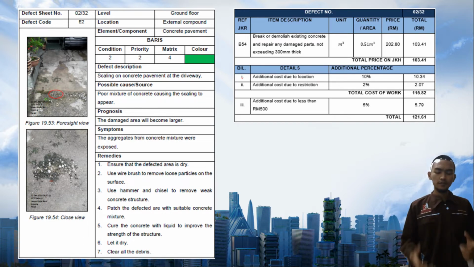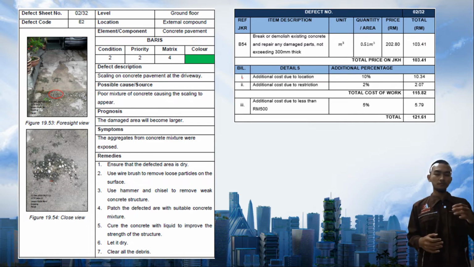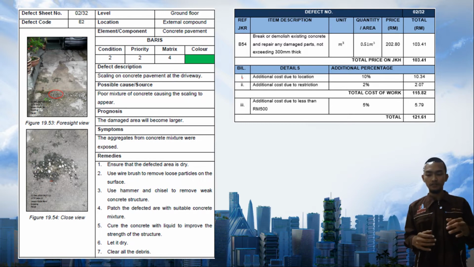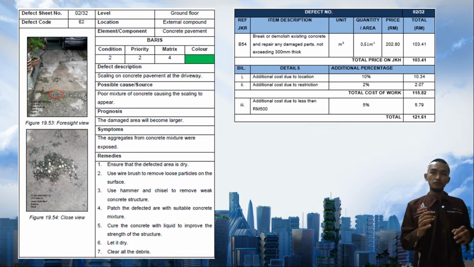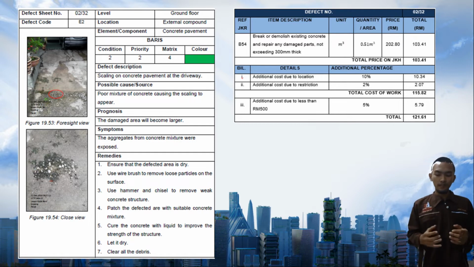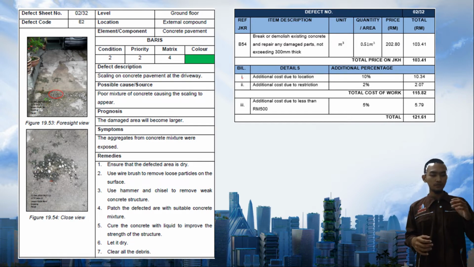And then the remedial work for this defect is, the first one is to ensure that the defect area is dry and use a wire brush to remove loose particles on the surface. And then remove weak concrete structure using a hammer or chisel. After that, patch the defect with suitable concrete mixture. And then the last step is to cure the concrete with liquid to improve the strength of the structure and let it dry. After finishing all the steps, clean all the debris.